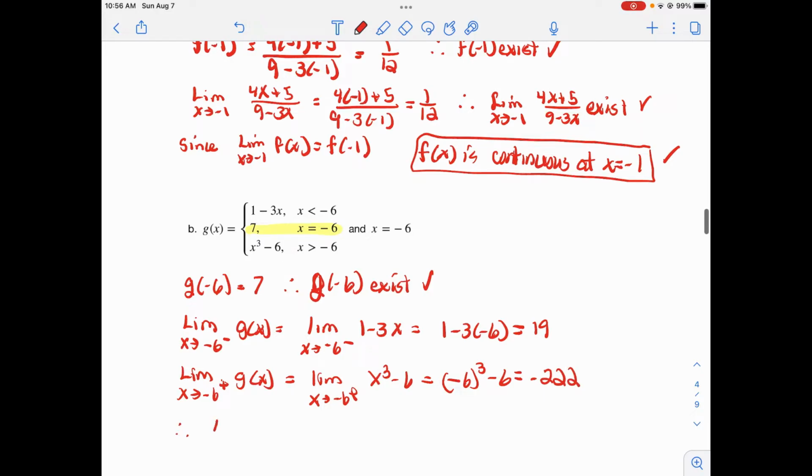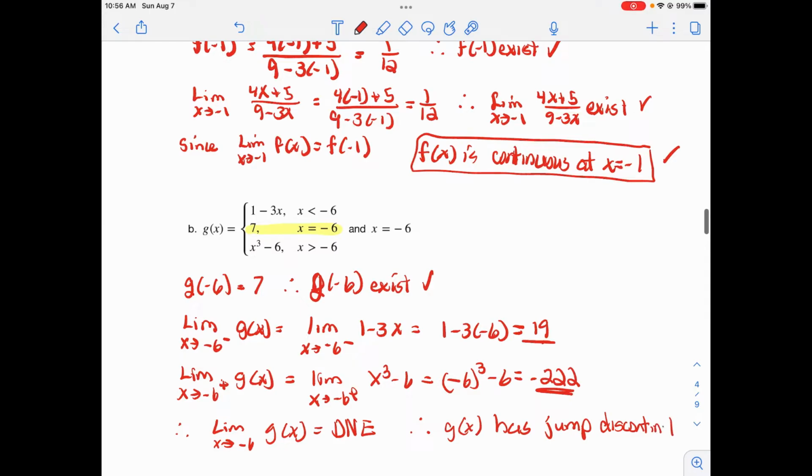So therefore, the limit as x approaches -6 of g of x does not exist because the limit from the left and the limit from the right are not the same value. So therefore, g of x has, since the limit from the left does not equal the limit from the right, a jump discontinuity at x equals -6. So that would be my conclusion.